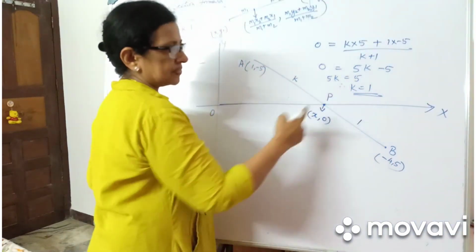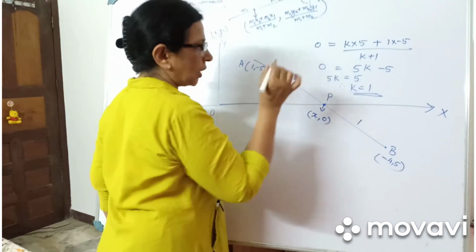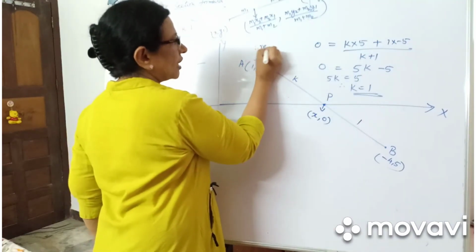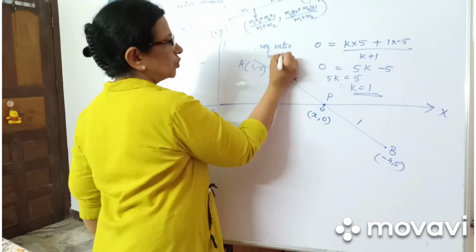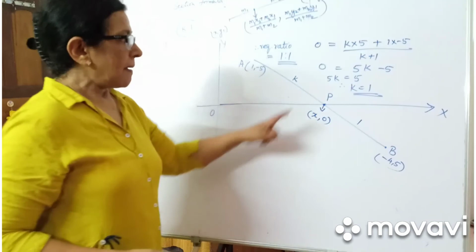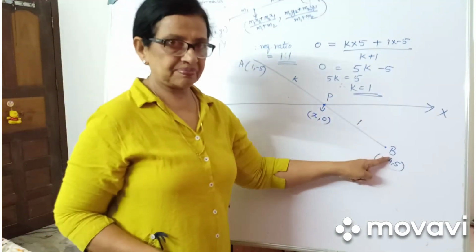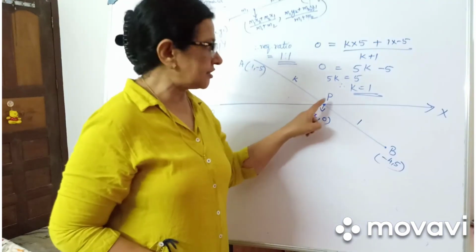So, what is the ratio? k equal to 1 means 1 by 1, right? So, what is the required ratio? Therefore, required ratio equal to 1:1. In short, P becomes the midpoint of AB. Now the second part of the question: you have to find the coordinates of P.